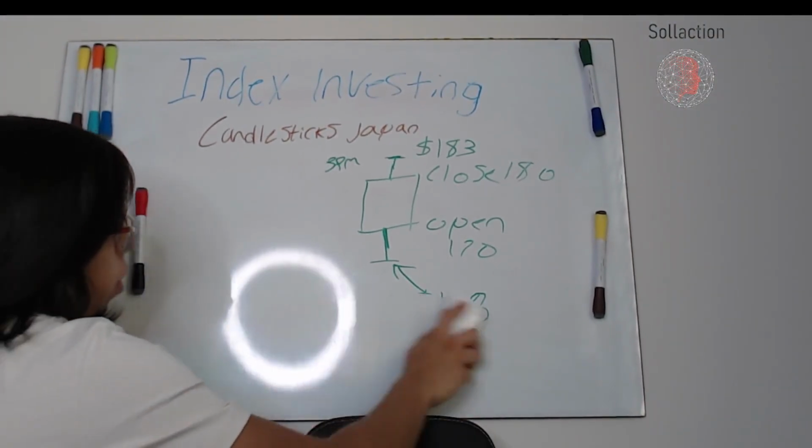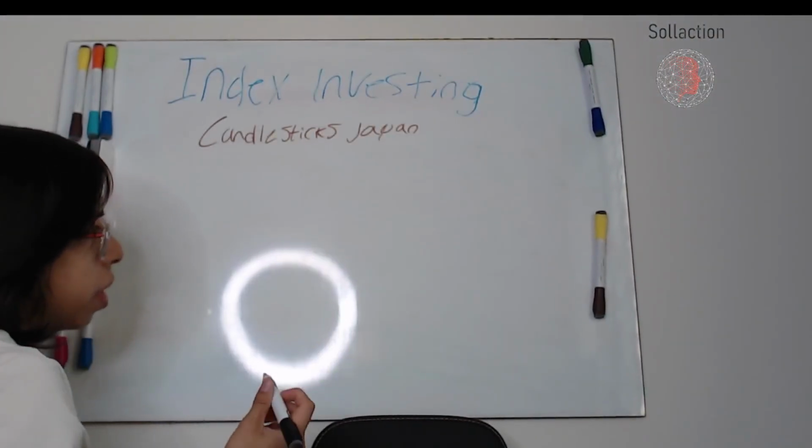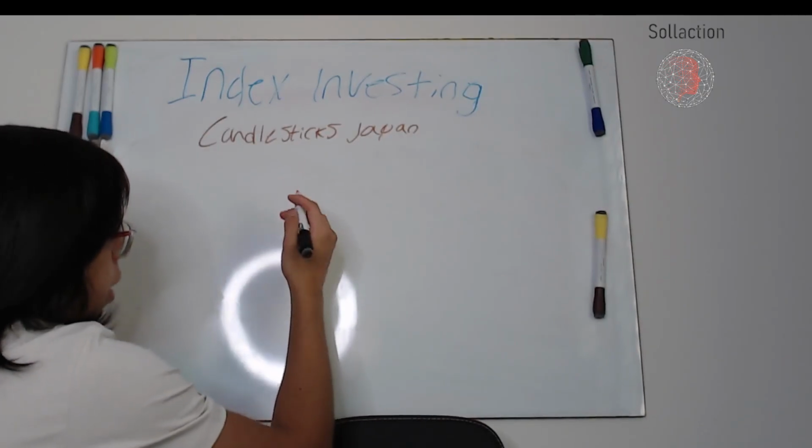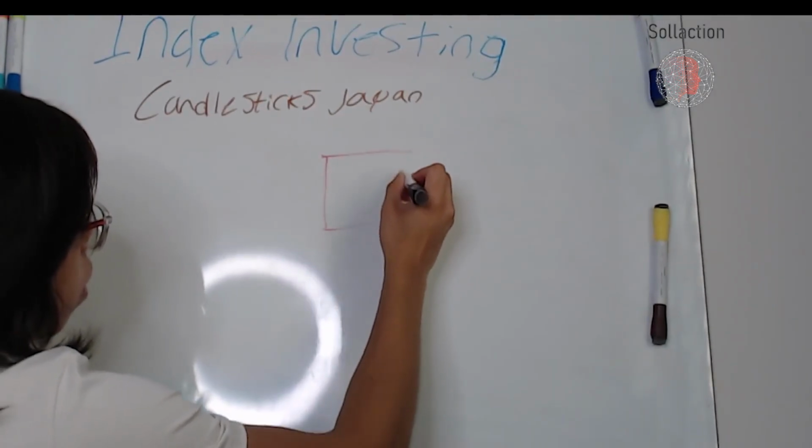And let's talk about red candlesticks. So a red candlestick, it's really simple. It's just the opposite of a green candle. It's the exact opposite. So this is a red candle.